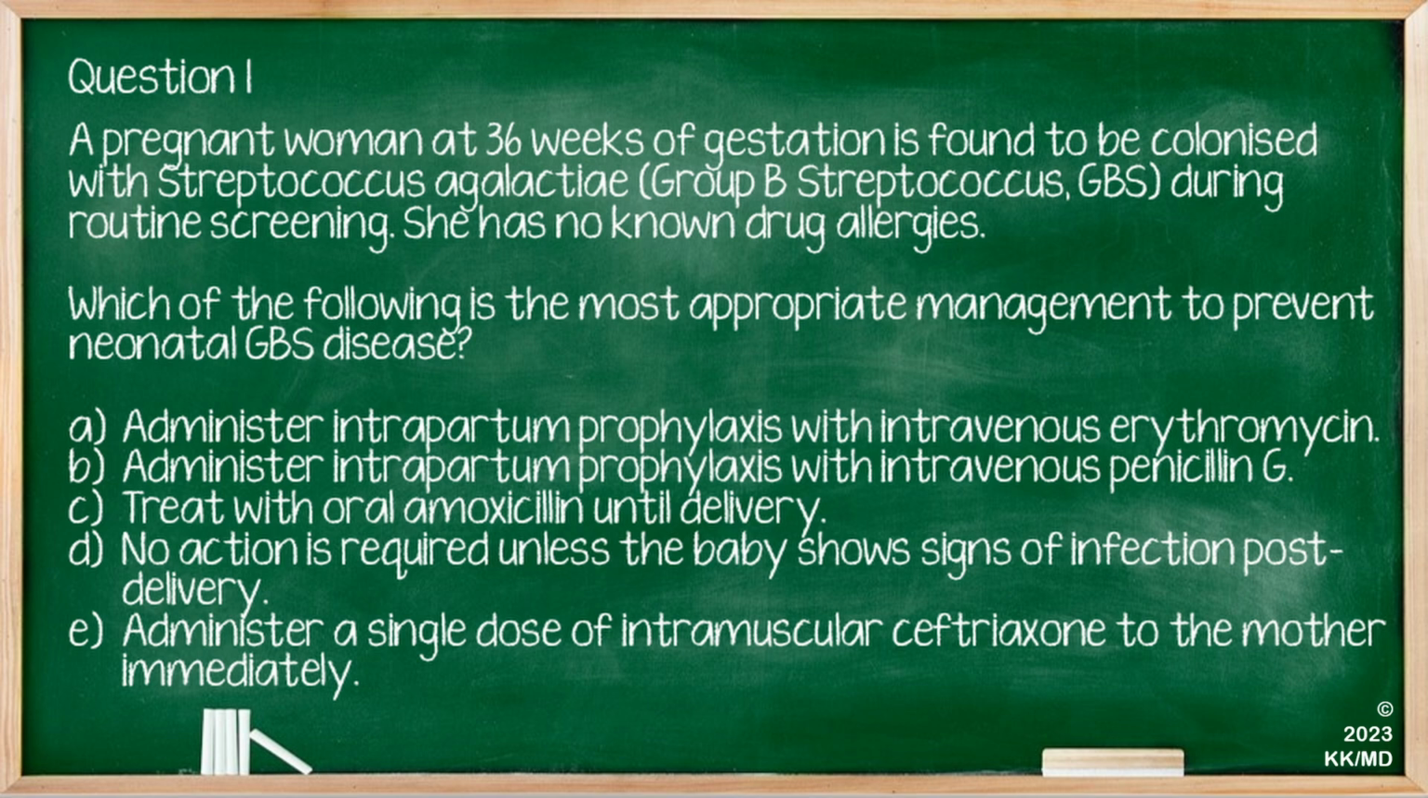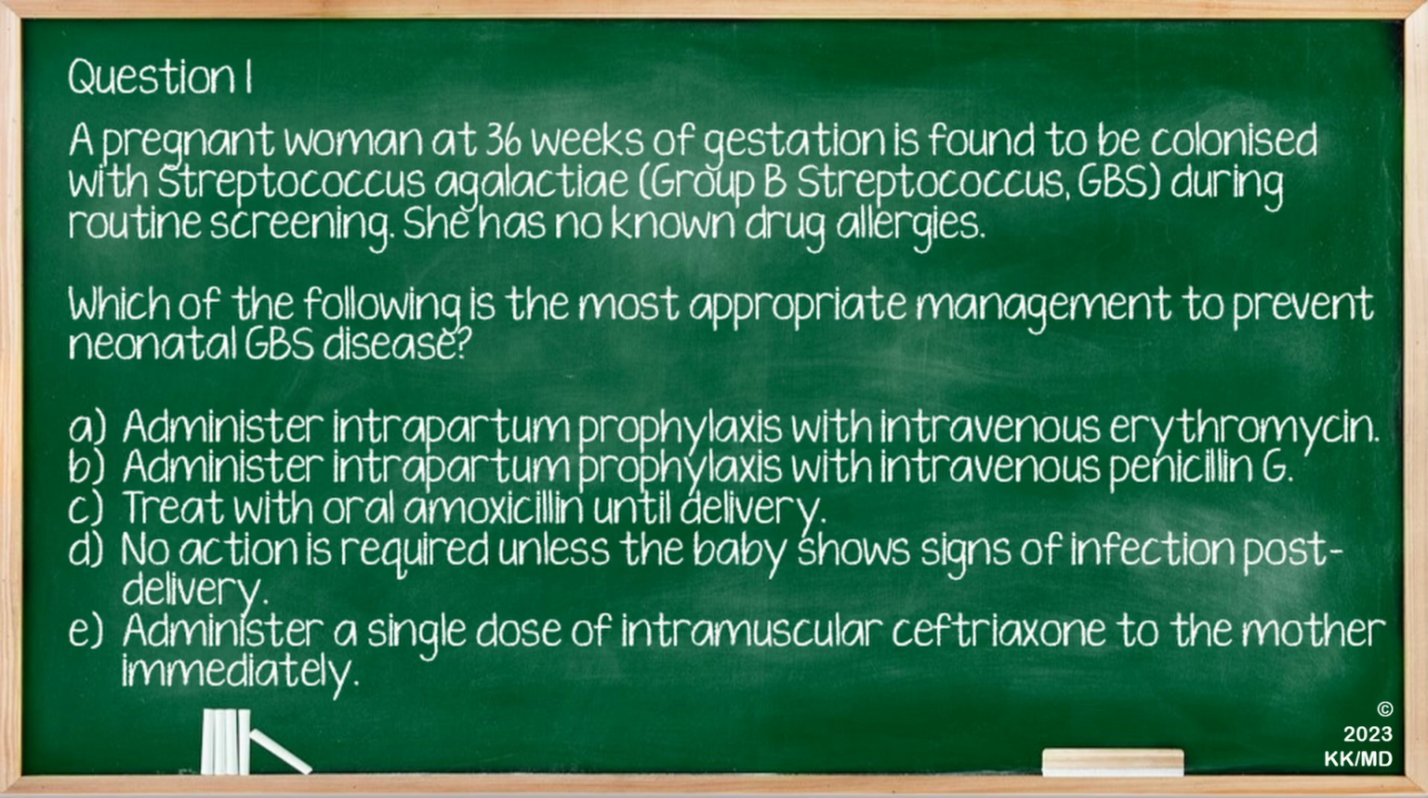So these are our options. A. Administer intrapartum prophylaxis with intravenous erythromycin. B. Administer intrapartum prophylaxis with intravenous penicillin G. C. Treat with oral amoxicillin until delivery. D. No action is required unless the baby shows signs of infection post-delivery. Or E. Administer a single dose of intramuscular ceftriaxone to the mother immediately.